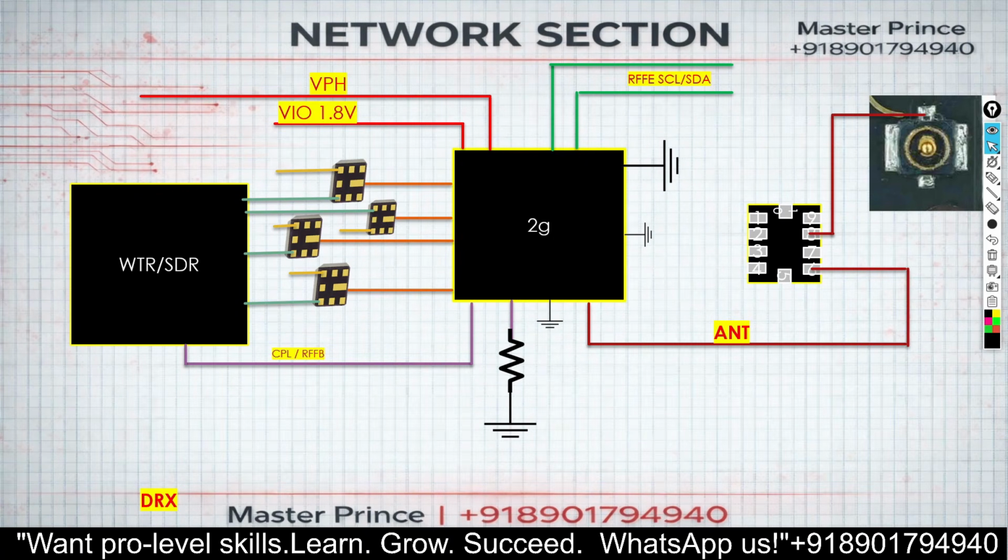Look at this structure right in front of you. This is a diagram where the antenna connects to the 2GPA. Right in between there is a DPDT switch. We already learned about this structure and how it works, right?